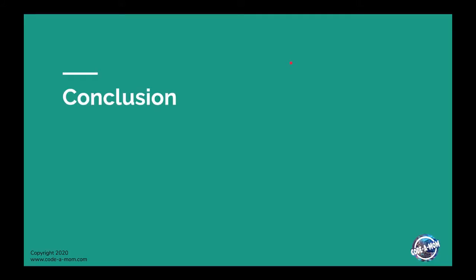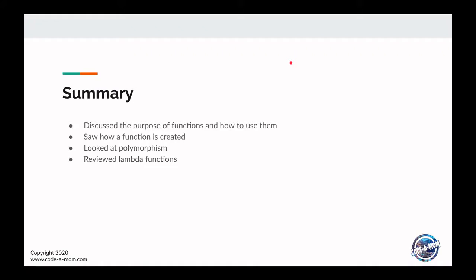So, in conclusion, we talked about the purpose of functions, how to use them, how functions are created, looked at polymorphism, where the functionality of operators can change based off the data types. If you want, you can go in and use the built-in tools of the Python language and create your own polymorphed operators. You can do operator overloading on your own if that's something you want to do.